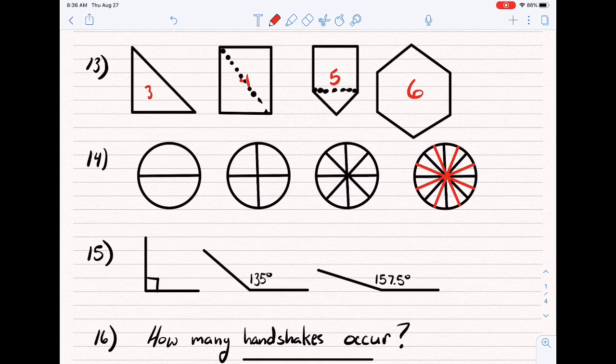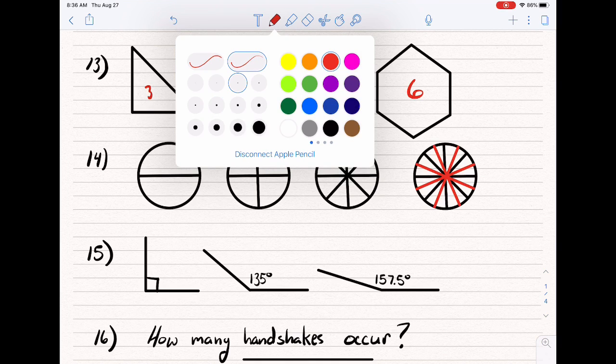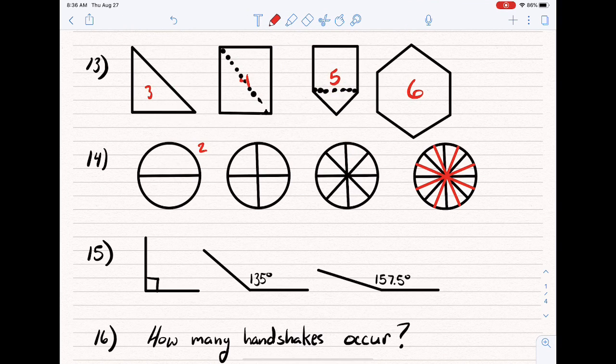But basically, one of the ways of looking at it is you could say, well, this one has 2 parts, this one has 4 parts, this one has 8 parts. So therefore, as that's doubling, this one should have 16 parts. So hopefully you're able to count all 16 of your parts.